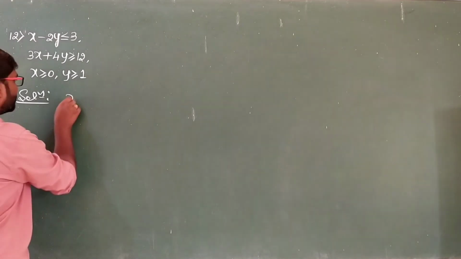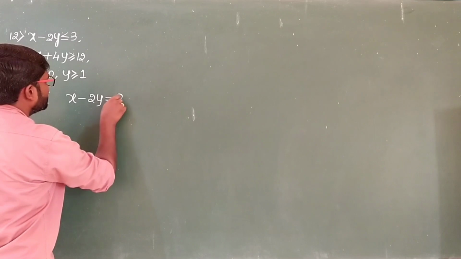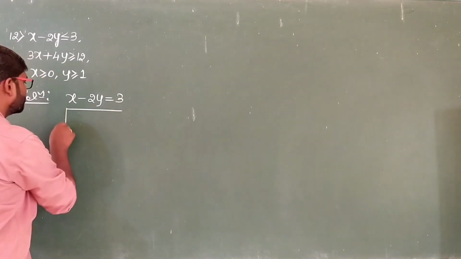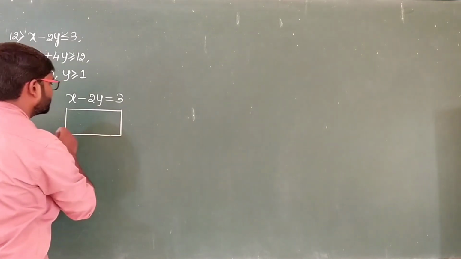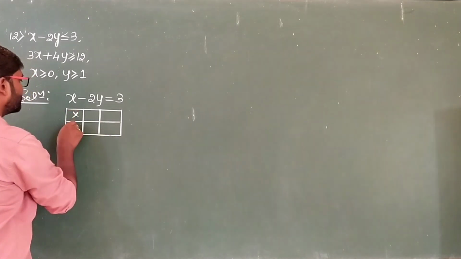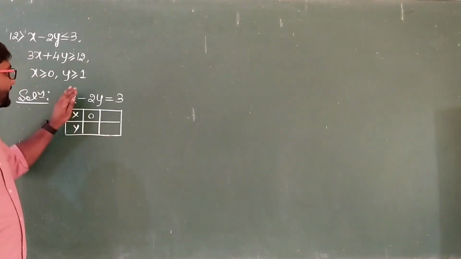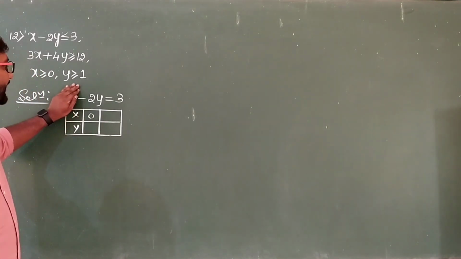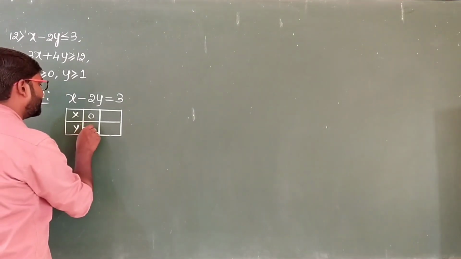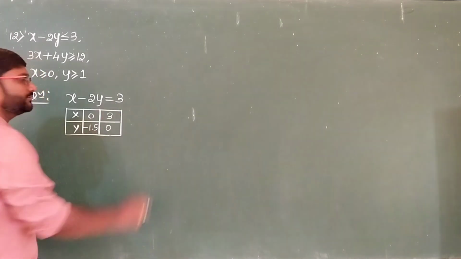So here x minus 2y equals 3. For this we have to write the table. X and then y. When x is 0, it will be eliminated. What do we have? y equal to minus 3 by 2, it is minus 3 by 2 or minus 1.5. Then when y is 0, we get x equal to 3.